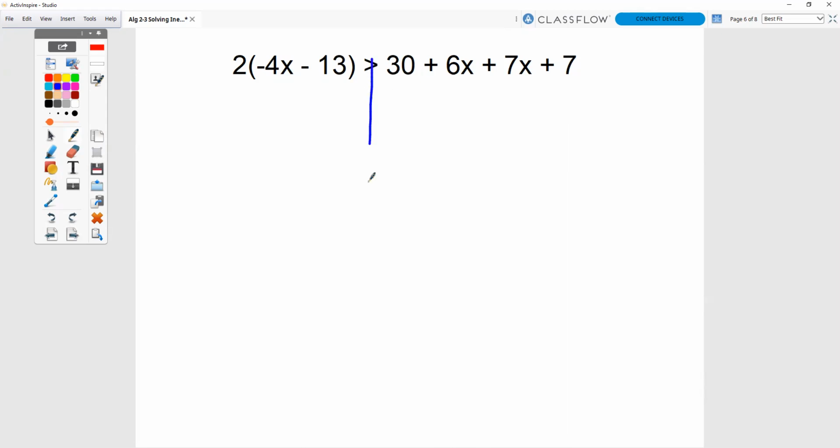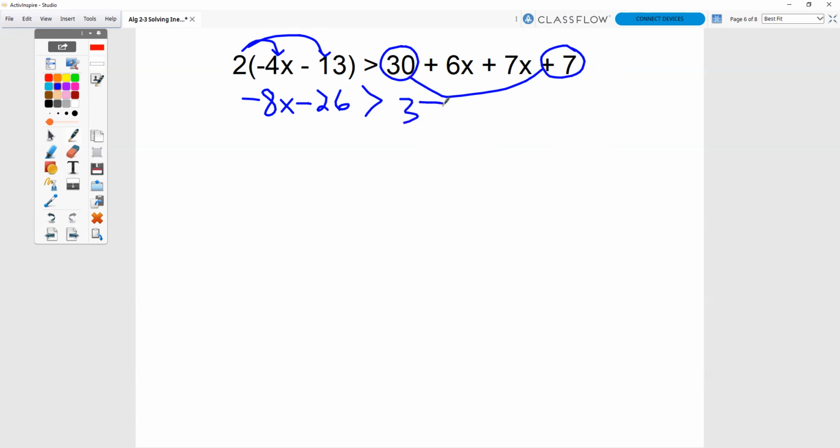I'm going to look at both sides individually first. How can I make this simpler? Well, I can see on the left-hand side, I can get rid of parentheses. And on the right-hand side, I can combine some like terms. So I'm going to distribute and distribute first. So this is going to be 2 times -4x is -8x minus 26 is greater than, I can add together some like terms here. 30 plus 7 is 37. I can add together some like terms here. 6x plus 7x is 13x.